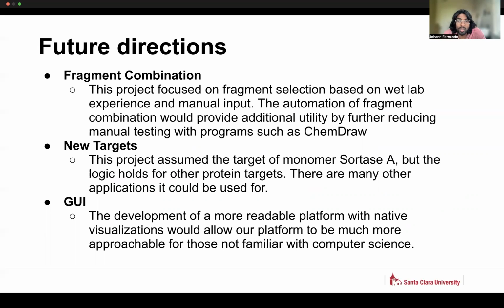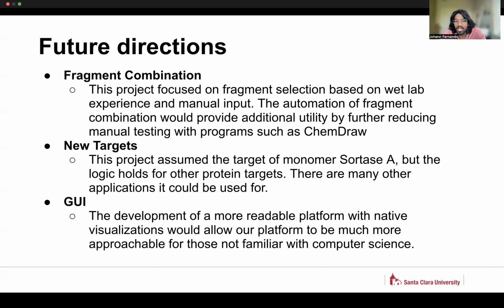Also, while we targeted sortase A, the process itself is actually target agnostic. This means that future projects and applications will be able to have new targets and solve, hopefully, many other diseases and issues in hospitals and medical care.